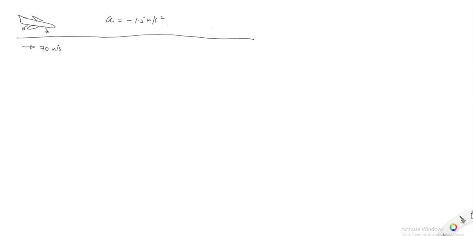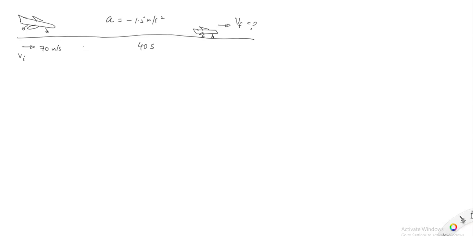And then after 40 seconds, we don't know whether it has come to a full stop. Maybe it's still moving. So let's call this V final. This is what we need to find out. V initial: let's assume that it's already on the runway, moving horizontally, not still flying, right? It's going at 70 meters per second. So let's say this is our V initial.